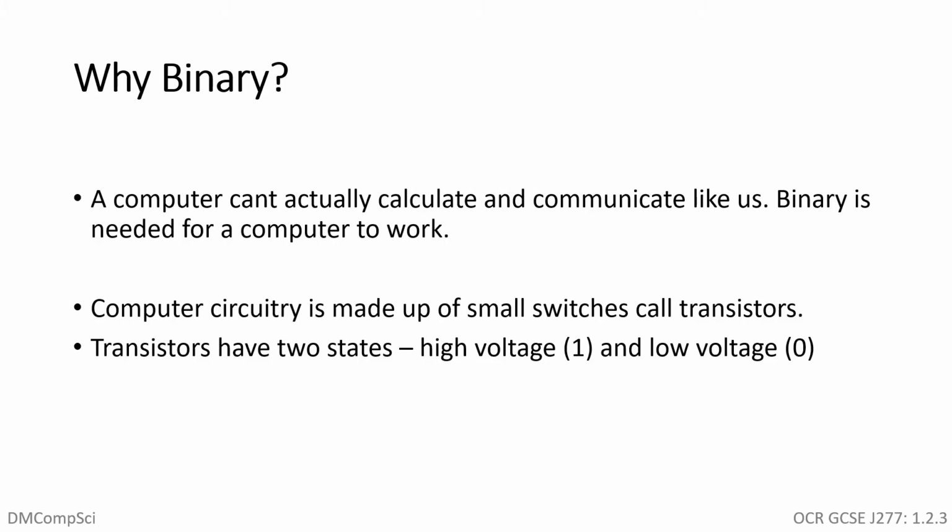A computer can't simply communicate and calculate like us. They use binary. But why? Circuits within the processor of a computer are made up of little switches called transistors, and these will be one of two states: high voltage, which is shown as 1, and low voltage, which is shown as 0. This is reflected in the 1 or 0 state of a binary digit. We will talk about binary further in the next few videos.